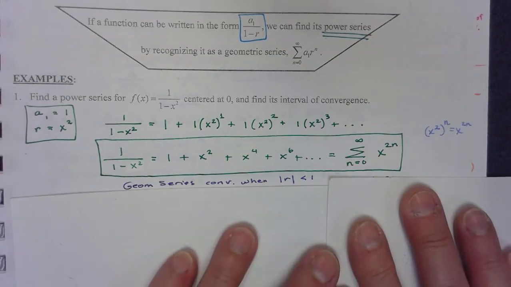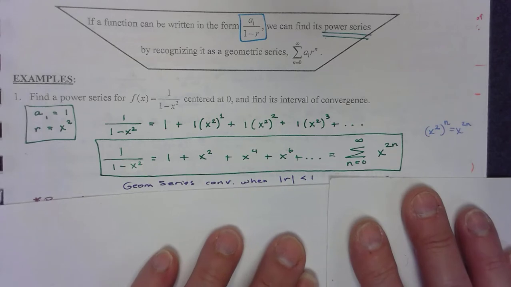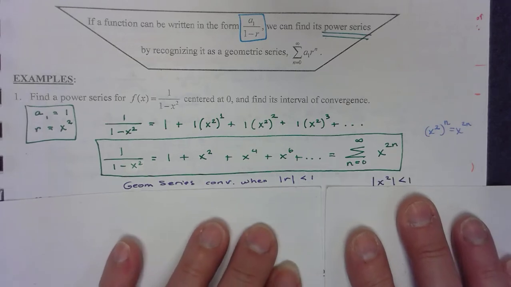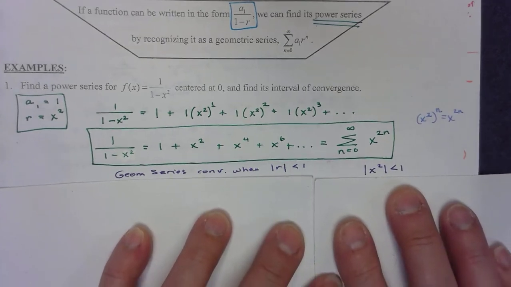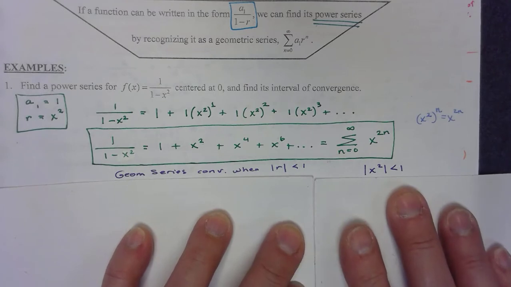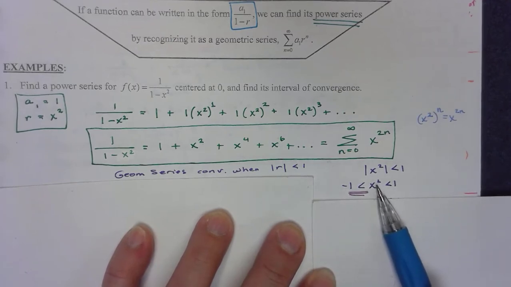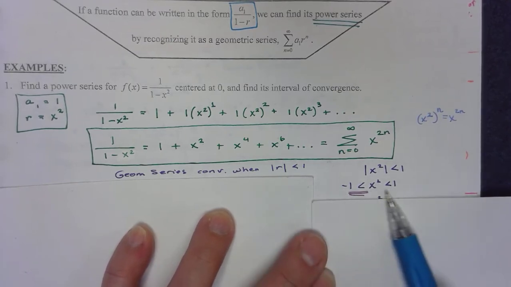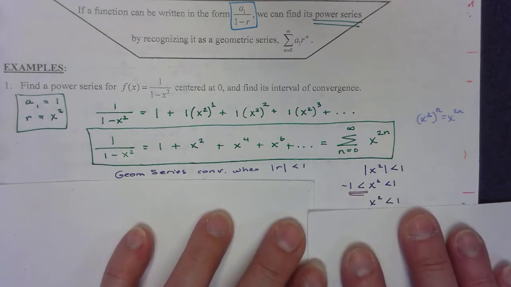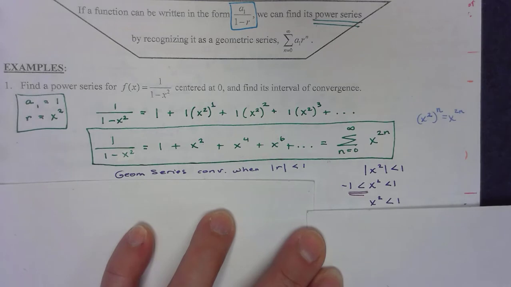So we know that this is a geometric series and it is going to converge when the absolute value of r is less than 1. So that is, of course, going to be when the absolute value of x squared is less than 1. And the problem that we have here is you can't just take the square root of everything, because we cannot take the square root of negative 1. So we have to do a little bit of algebra.